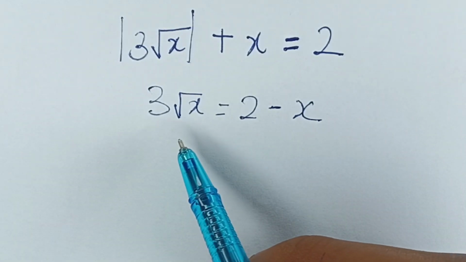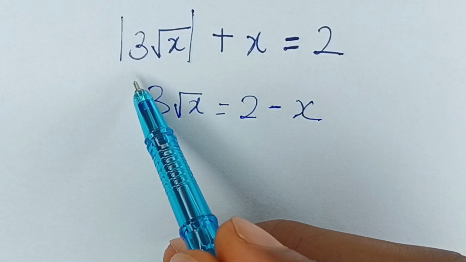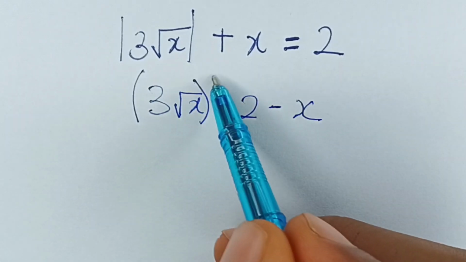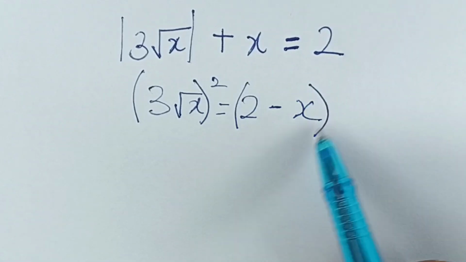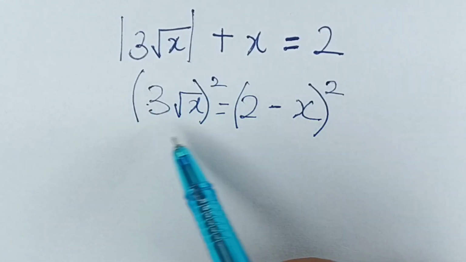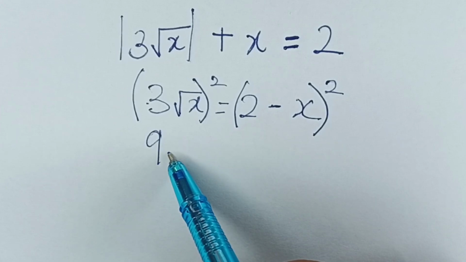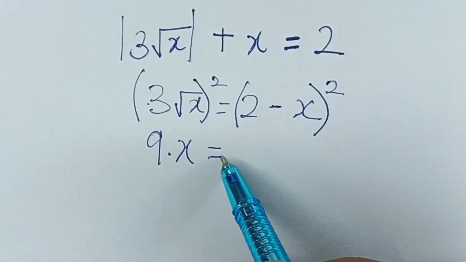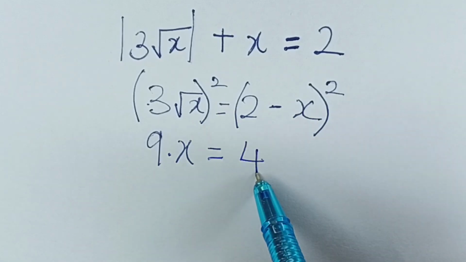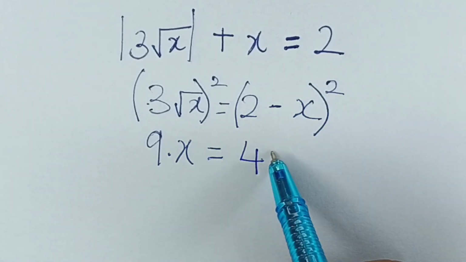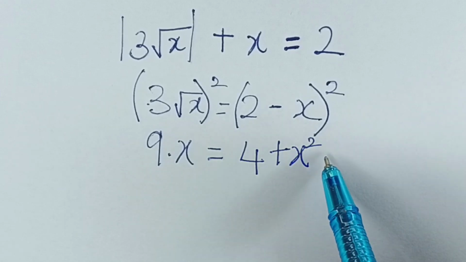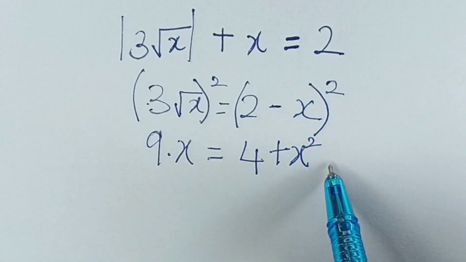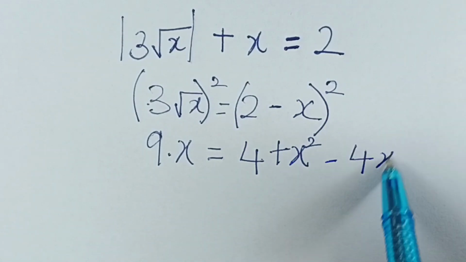Now the next thing to do is to raise both sides to the power of 2 in order to eliminate square roots. So we'll raise this side to the power of 2 and I'll raise this side to the power of 2. 3 squared is 9 times root x squared is x, is equal to 2 squared is 4, minus x squared is plus x squared. Then you have minus x times 2 minus 2x, times 2 minus 4x.